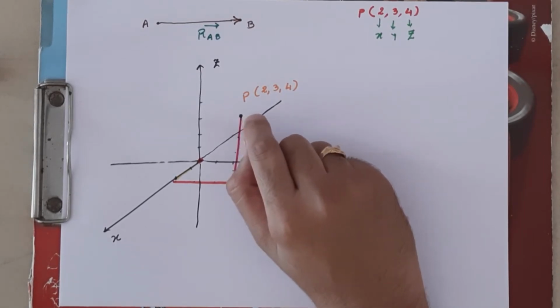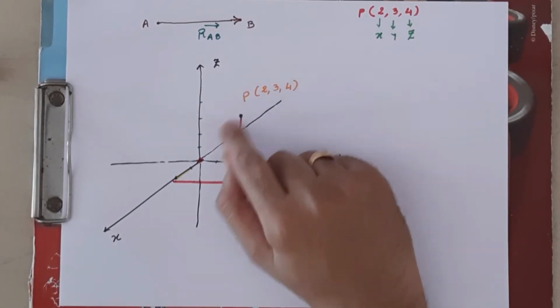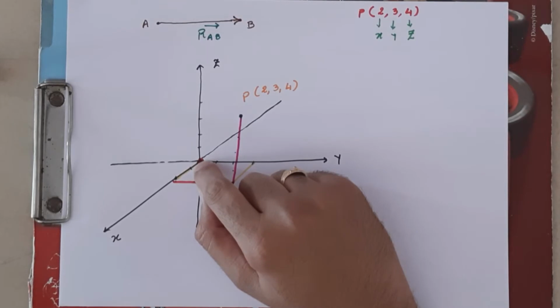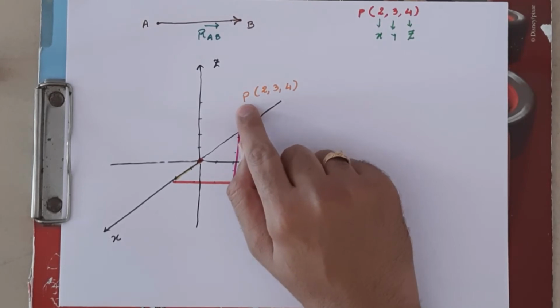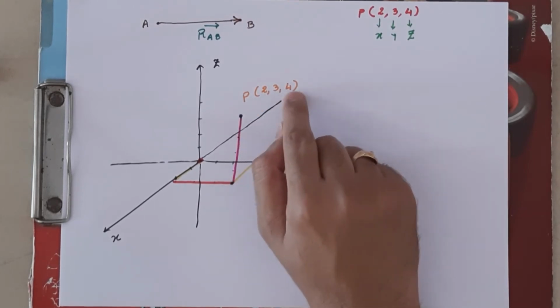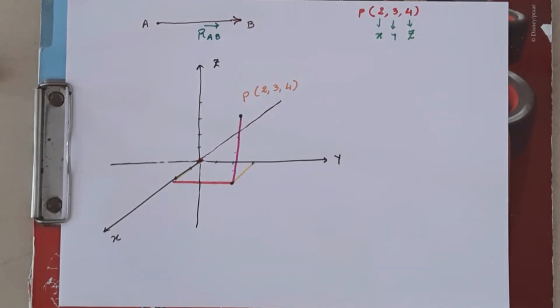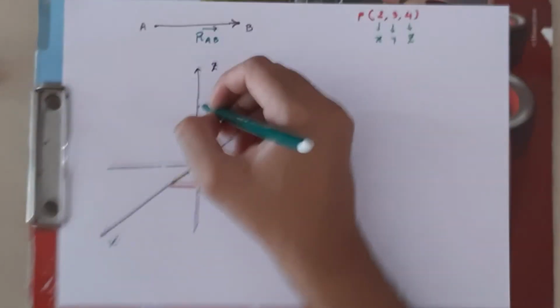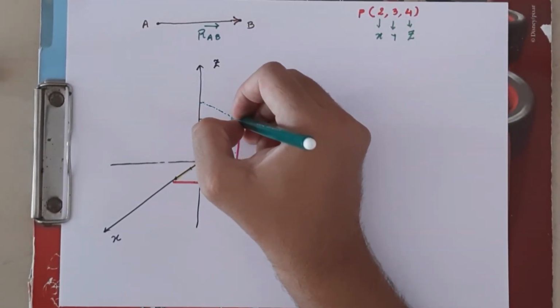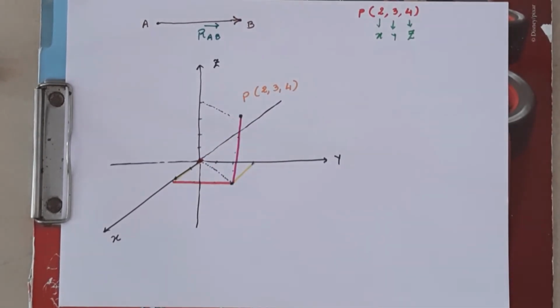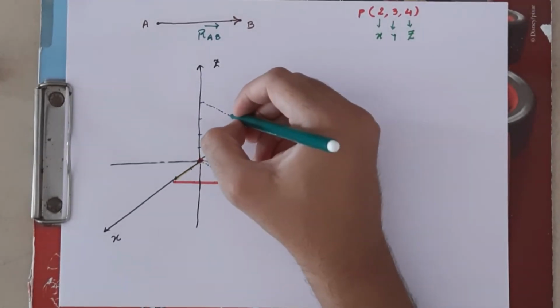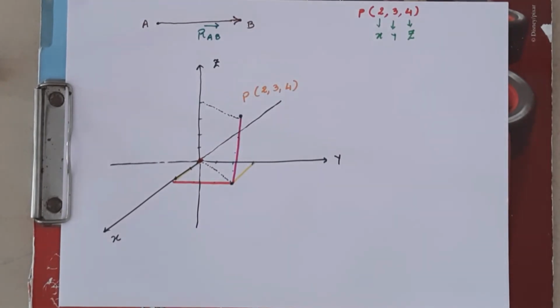Now I have 2 points. First is the origin point, and the coordinate of the origin is 0, 0, 0. The second point is point P, which is 2, 3 and 4. So this one is the z. Clear? So now you can easily observe it in a 3D plane. Now it's a completely clear picture.